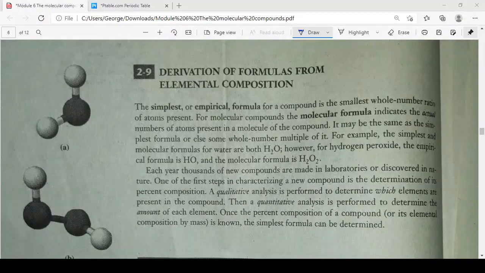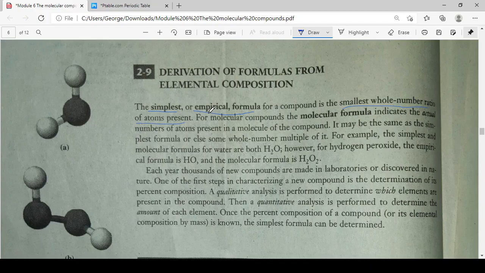So next, have you remembered, kids, what we discussed in our midterms, in your module 4, your empirical formula or your simplest formula? Remember, I explained to you that first you get the LCD or least common denominator. Now, this is how we solve for your empirical formula or your simplest formula. For a compound, it is the smallest whole number ratio of atoms present.